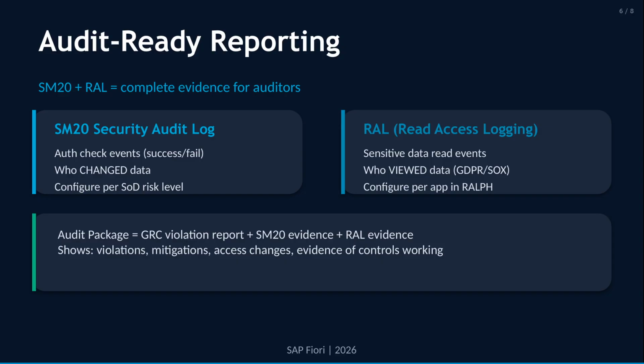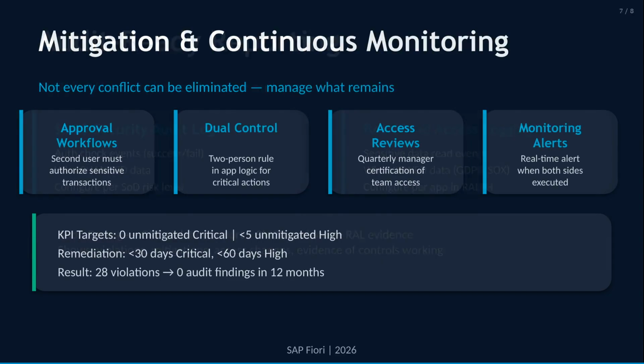Third, combine these logs with GRC's SOD violation reports to create a compliance package. The package should show current SOD violations, active mitigation controls, user access changes over the audit period, and evidence from SM20 and RAL that mitigations are working. This gives auditors a complete picture of your Fiori SOD posture.